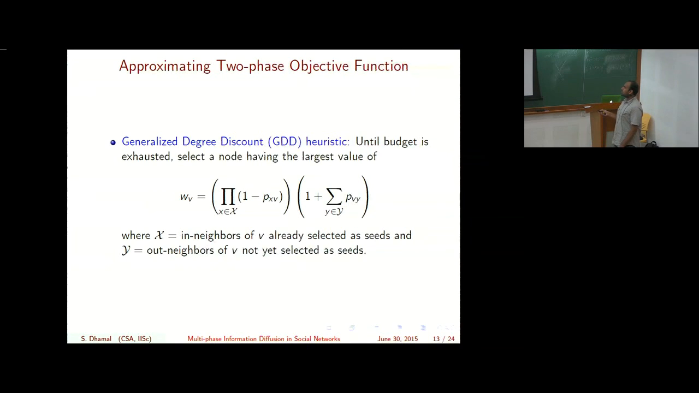So based on this particular heuristic, we propose an alternative objective function for two-phase influence maximization. First of all, just to remind, this is an alternative solution for optimal seed selection. Based on these weights, we first choose the node with the highest weight, then we change the weights for all other nodes based on this particular formula, and we select the subsequent seed nodes.